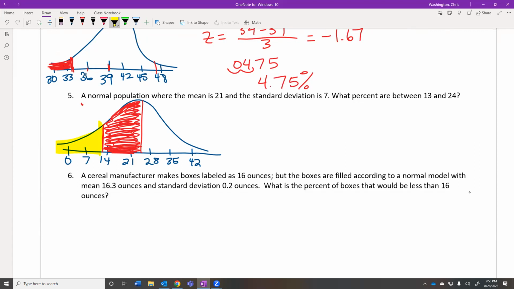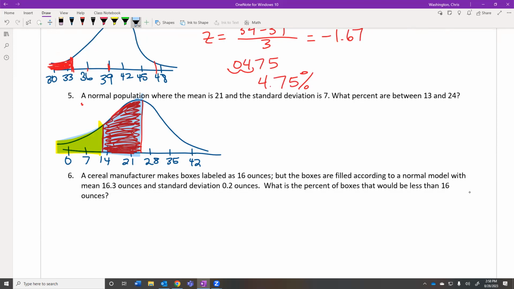What if I were to do the same thing with 24? What if I were to find the z-score for 24, look that z-score up on the chart, what area would it be giving me? From 24, it would be giving me everything to the left. So how can we take those two things and find the red? The percentage for both, and then we would subtract them.